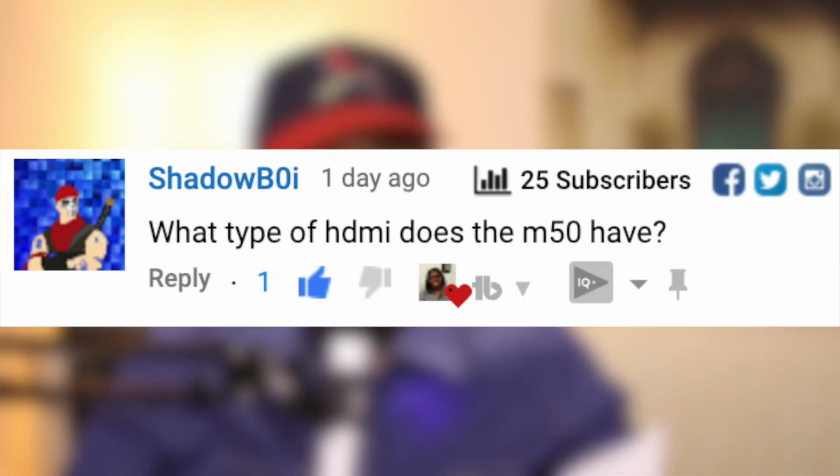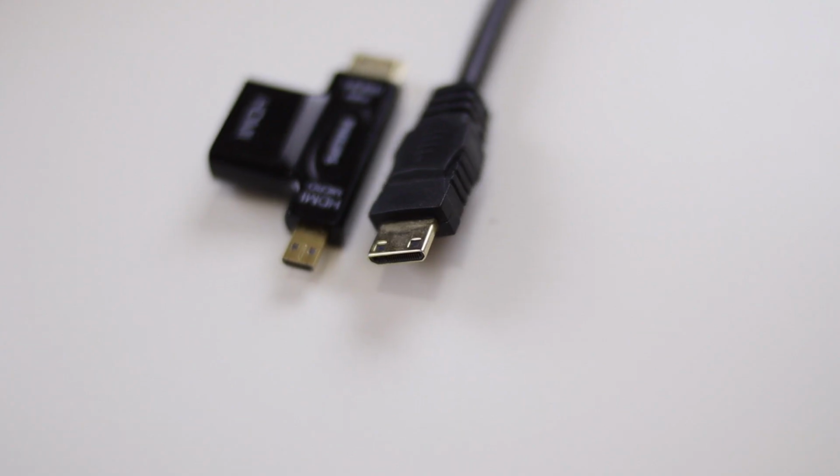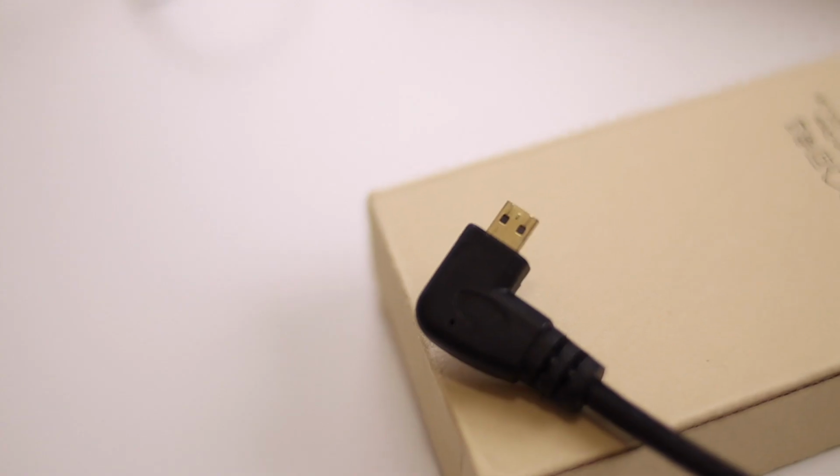All right, question number 5. What type of HDMI does the M50 have? The M50 uses what's called micro HDMI. There are really just 3 different types: the full HDMI port, which is as large as it can be, then the medium-size one, which is a pretty decent size, the mini, and then the micro. It puts you in the mindset of the regular full-size USB-A, the big square one, versus USB-C or USB micro. It works the same way with HDMI.